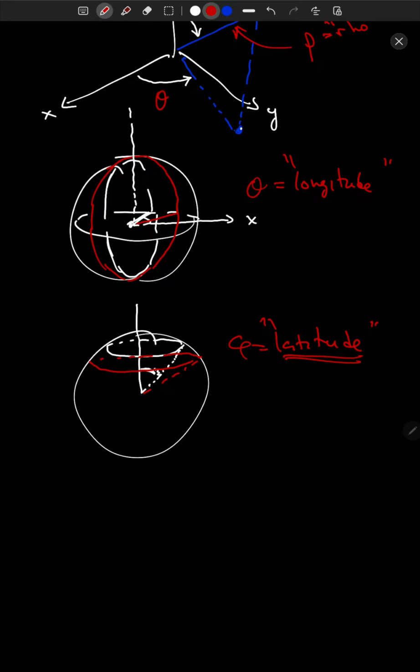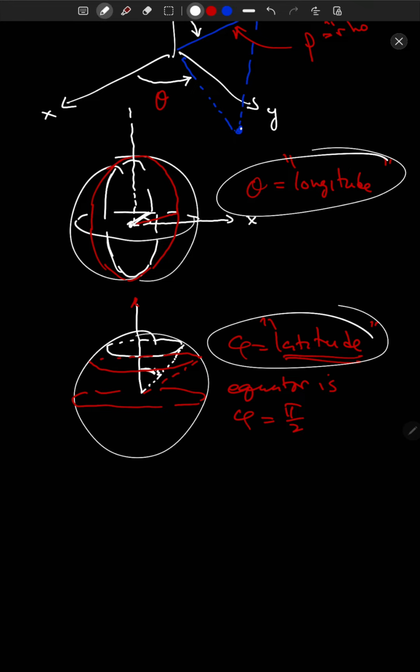In real life we describe latitudes where the equator is 0 latitude, but in spherical coordinates, we're describing angle from the z-axis. And so the equator would actually be phi equals pi over 2. So be aware of that. Okay, so again, in short, these two describe where you are on the sphere. The rho tells you how far out you are, which spherical shell you're at.